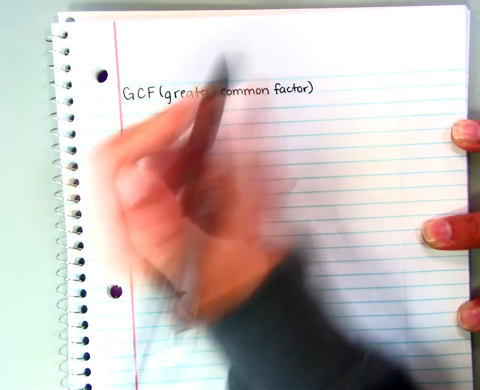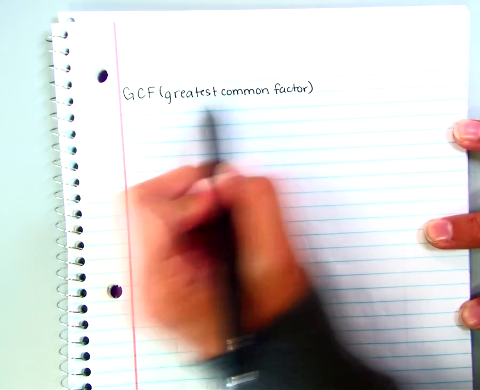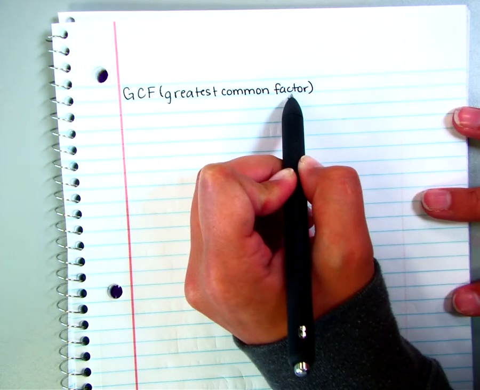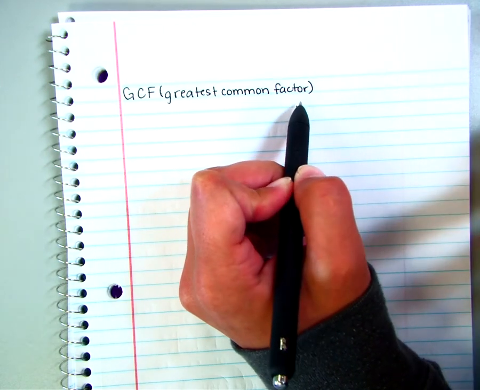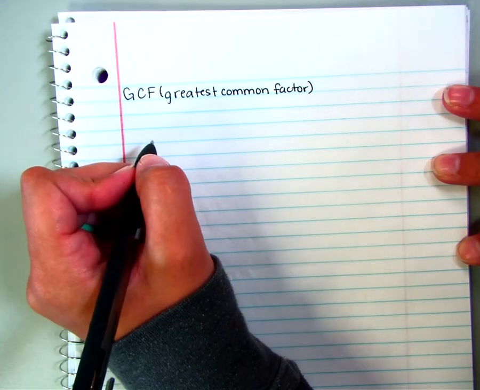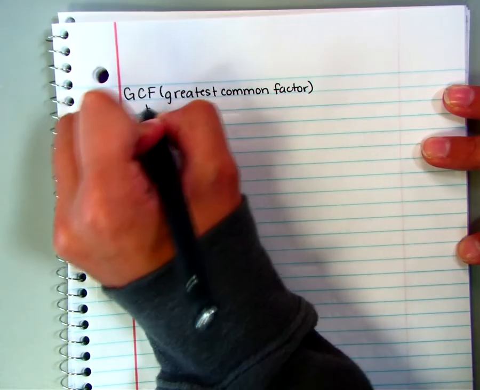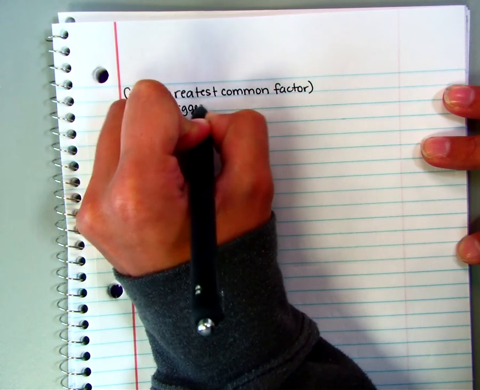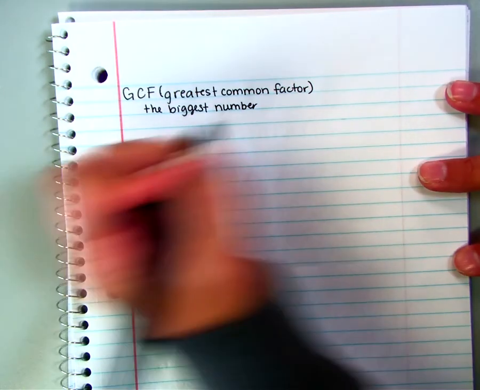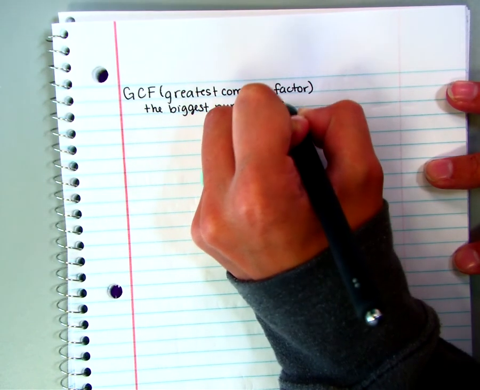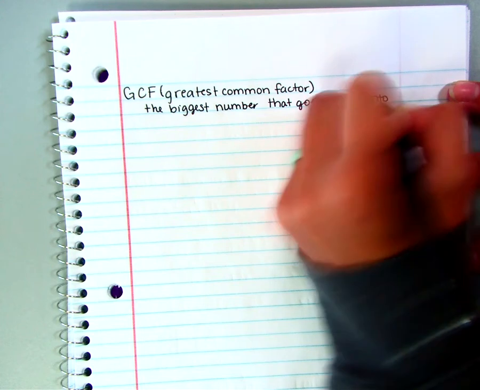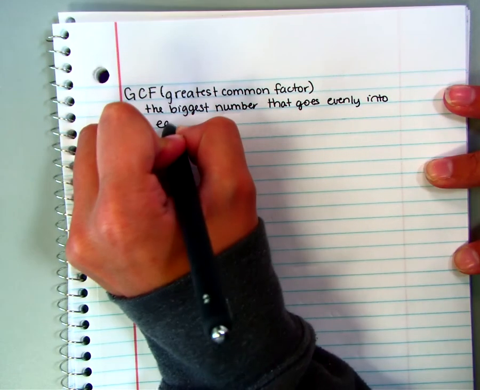If we break that down, the greatest is just the biggest or largest. Common is what do these things have in common or the same. And then factor is a number that is multiplied into a bigger number. So we're looking for the biggest number or variable or exponent that goes evenly into each polynomial term.